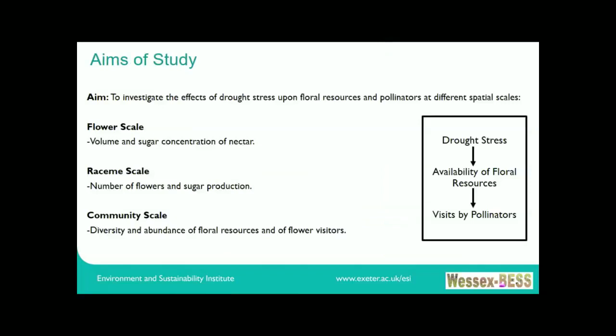So the main aim of our study was to look at the effects of drought upon floral resources and then upon pollinators. And we wanted to do this at three different spatial scales. At the flower scale, looking at individual flowers, we wanted to see how drought affects production of nectar in terms of volume and sugar concentration. And then we want to look at how plants are investing over multiple flowers. So we're looking at the raceme scale, which just means the branch scale. We want to see how drought affects the number of flowers and also the sugar production in nectar over a raceme. And then more broadly, we want to look at the community scale, so looking at how drought affects floral resources in terms of diversity and abundance, and then also how this affects visits by invertebrates to flowers.